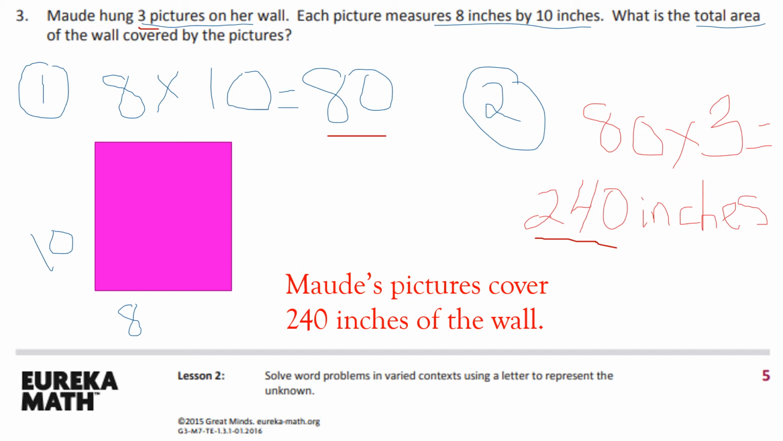If you needed to, well, you could just do, if you're thinking that this is a two-digit number, that's kind of hard. Well, 3 times 8 is 24, and then we just add a 0 to the end. So Maud's picture covers 240 inches of the wall. So let's keep going to the next problem.